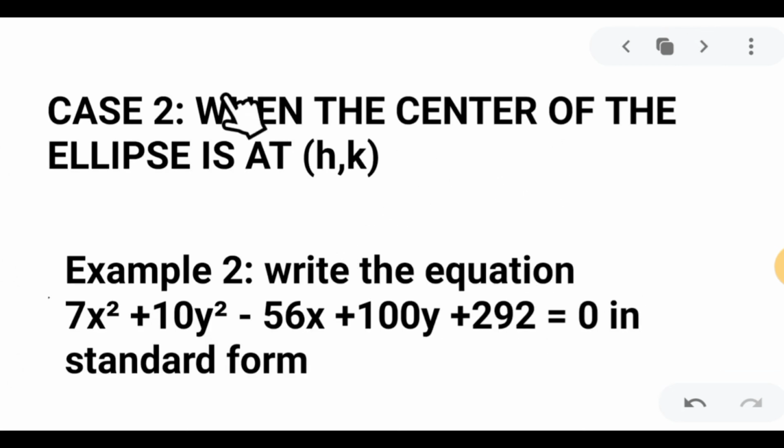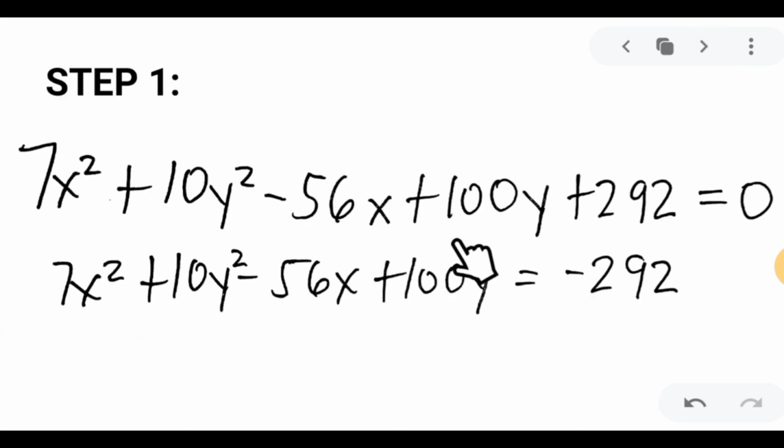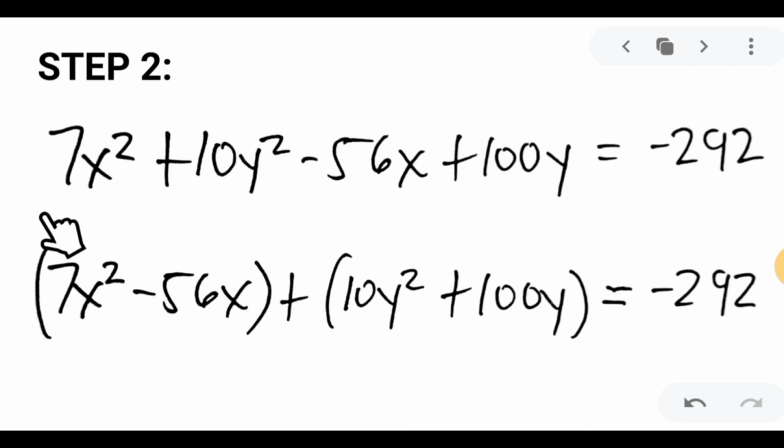Another example for case 2, when the center of the ellipse is at h and k, you will have here the example to write the equation 7x squared plus 10y squared minus 56x plus 100y plus 292 equals 0 in standard form. So step 1 again is to move the constant term. This is the constant term, the one that does not have a variable, to the right side of the equation. Moving this one will change the sign into a negative sign. So this is the new equation here that we have. For step 2, you have to group the terms with the same variable. So 7x squared minus 56x plus 10y squared plus 100y equals negative 292.